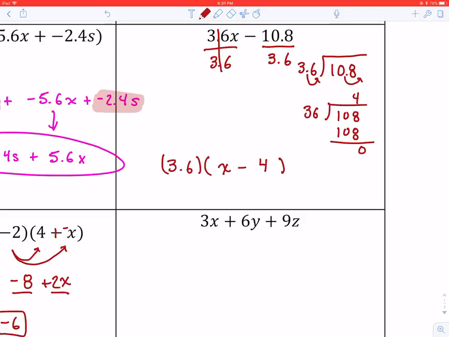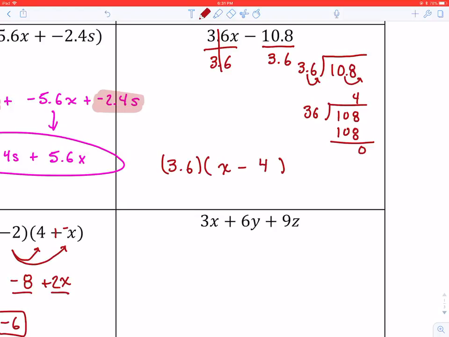And 1 and 4 don't have any other number that could be factored in. If this was something like 2 and 4, then yes, we could do that. But because this is in its simplest form, that's my answer right there. And all I had to do was factor out that coefficient, that number that was attached to the x, and I saw that I'd get x minus 4 as my second factor.